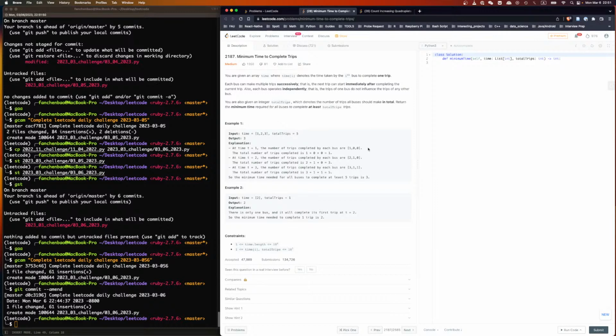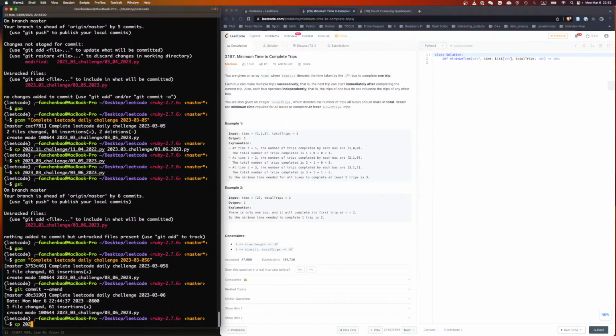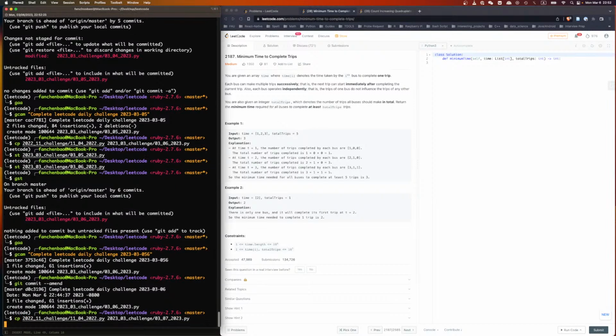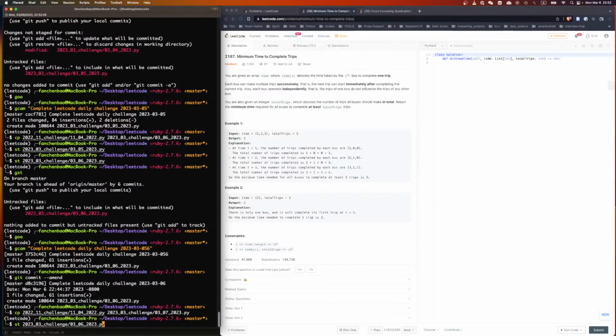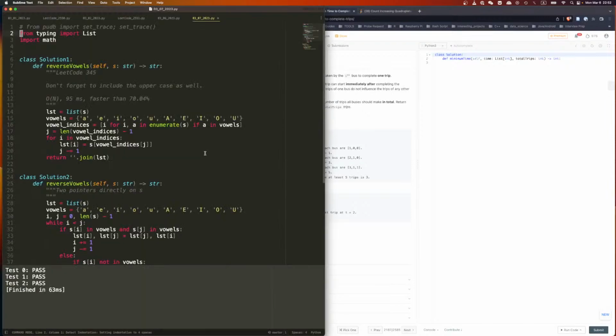Okay, what's the minimum? Well, minimum is going to be 1, so our start is 0. What's the maximum? Well, maximum is going to be the largest value in time times total trips plus 1. That will be the maximum. So that's how I'm going to start. And we will see how this one goes.